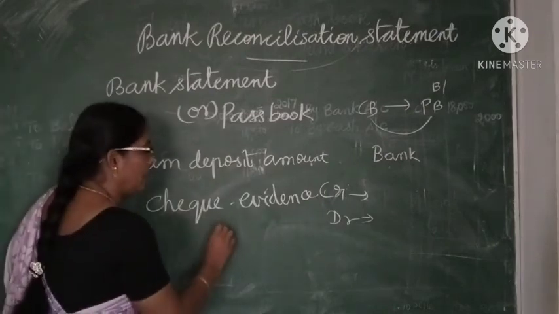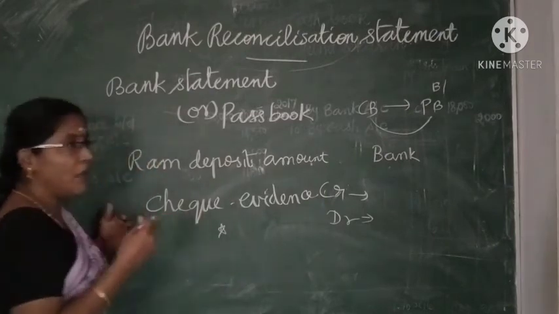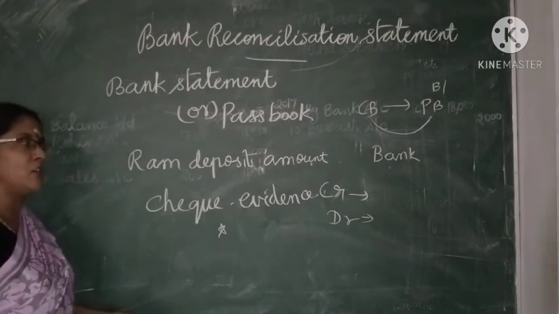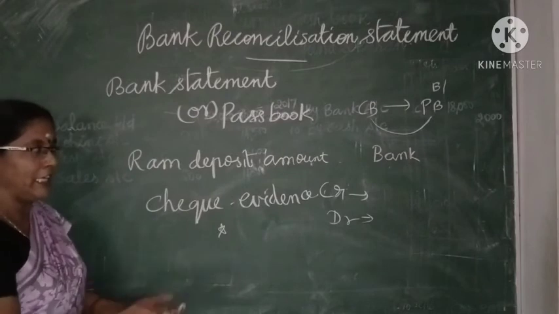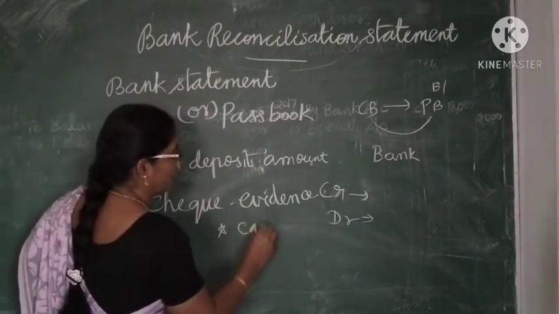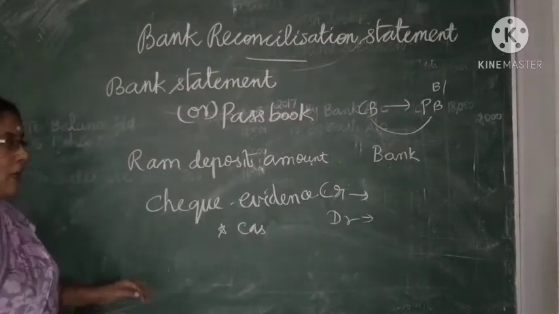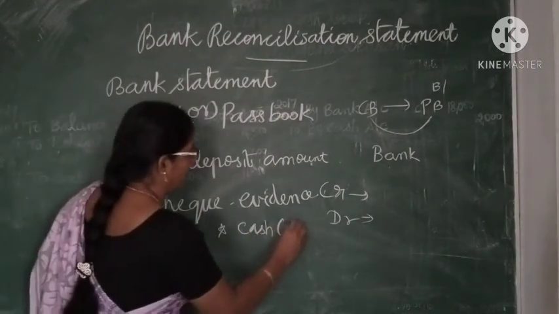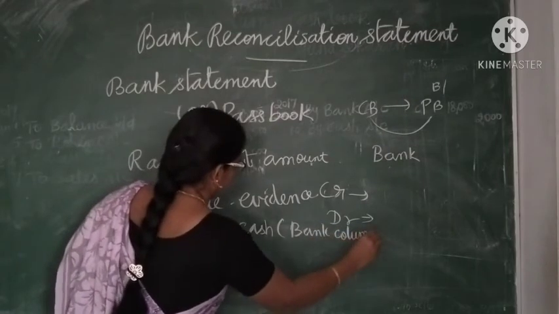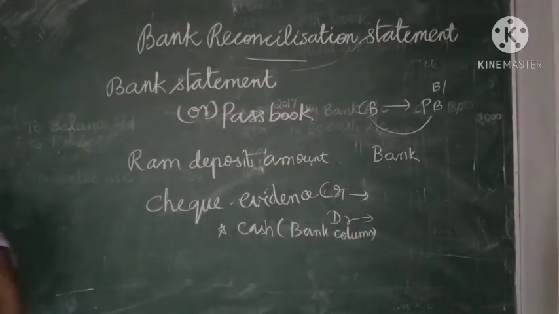See, we are going to maintain the triple column cash book, so in that also we are going to enter. Immediately when anybody gives a cheque, where will we enter it? In the triple column cash book, in the bank column, isn't it?